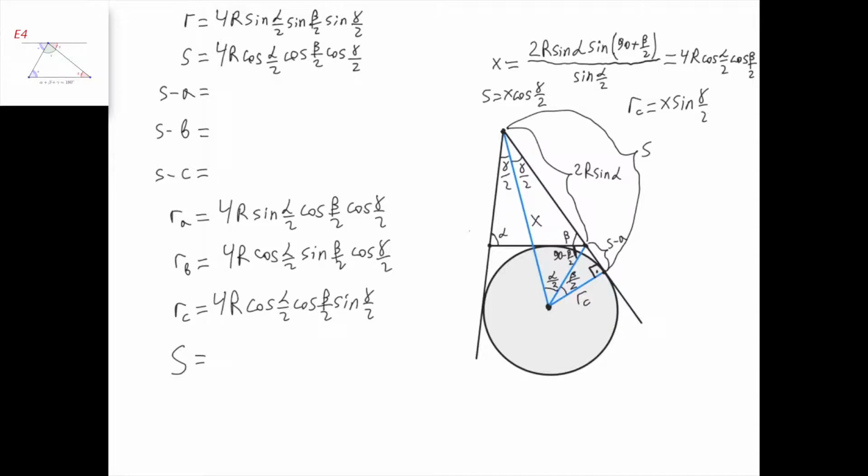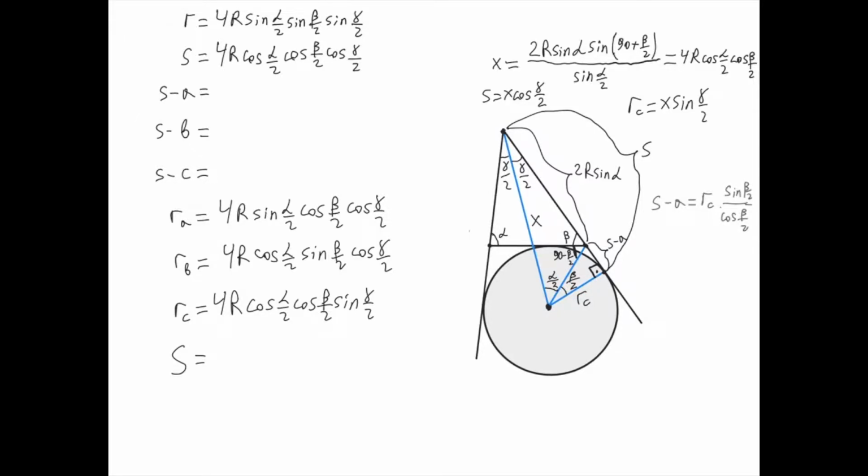If you consider the sum of the angles in this triangle, you're going to see it's 90 plus gamma over 2 plus alpha over 2 plus this angle, and so this angle must be beta over 2. And so s minus a equals Rc times sine of beta over 2 divided by cosine of beta over 2. So we get this. And now we can replace Rc with this expression, and then we get s minus a equals 4 times r cosine alpha over 2 from here.